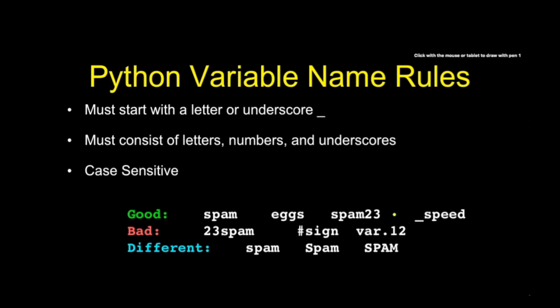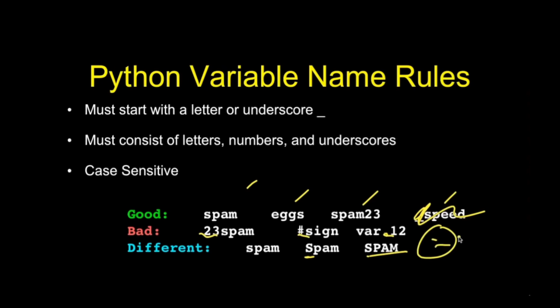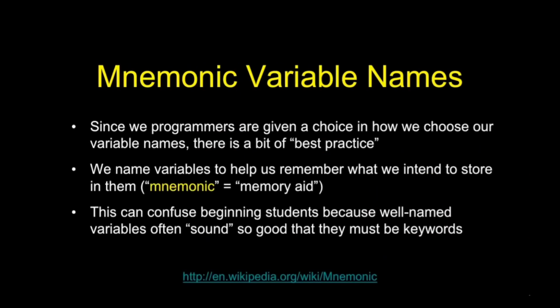So in this case, spam, eggs, spam23, and underscore speed are all totally legit. We would probably not use this one unless Python told us to use that variable. 23spam starts with a number, pound sign starts, and dot is not a legitimate variable character. And spam, capital Spam, and all-caps SPAM are different, but this is not something that you want to depend on too much. So that's just the rules for names. We tend to start them with a letter and then use letters, numbers, and underscores. Underscores other than the first character are generally pretty common, and you'll see those used a lot.